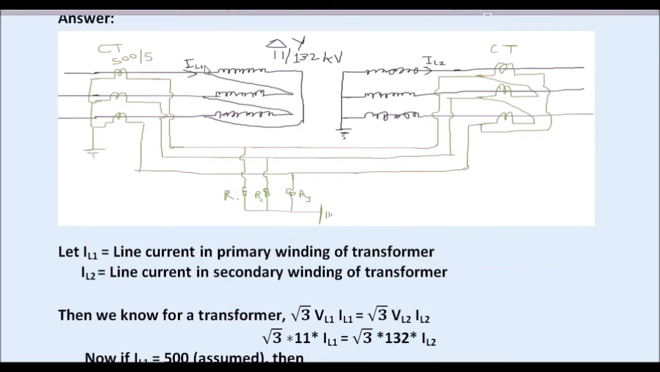Now as we assume IL1 as 500, that 500 ampere flows in the primary of this CT, and therefore a 5 ampere current reflects in the secondary winding of this CT. Now as this CT is star connected, the same 5 ampere current will come into the pilot wire.